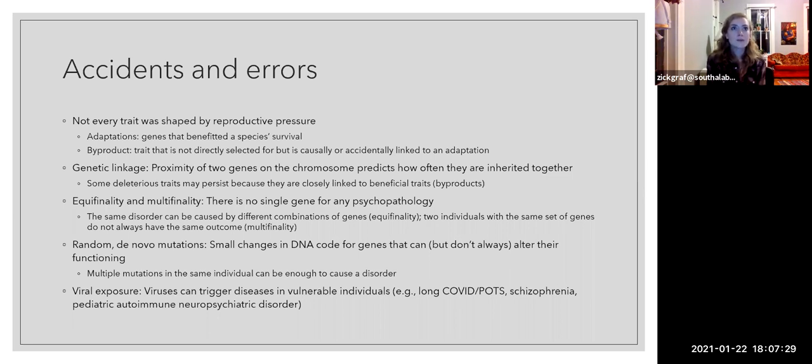So one explanation for why psychopathology persists is that maybe some genes that confer risk for psychopathology are just very close to other genes that confer some kind of benefit to reproduction and survival. So they tend to be inherited together.